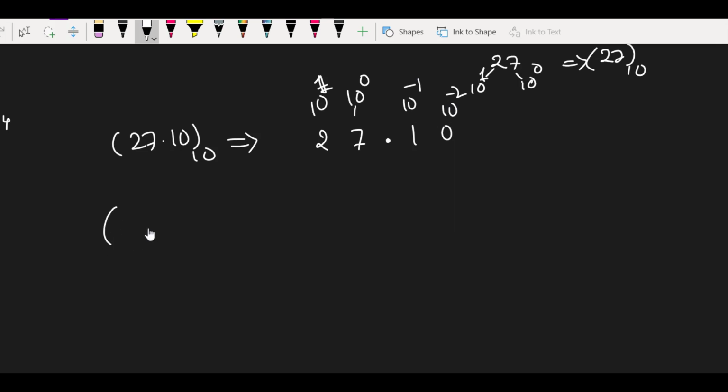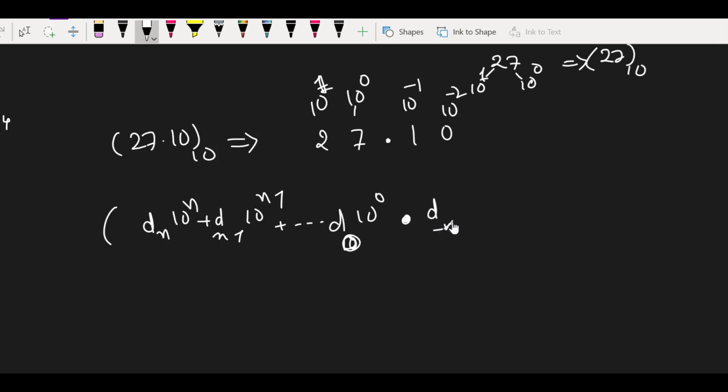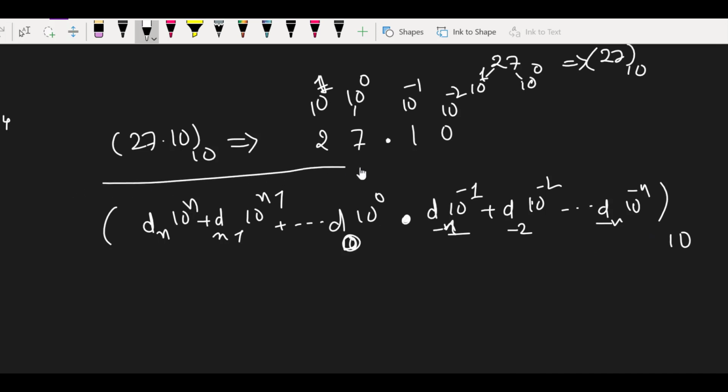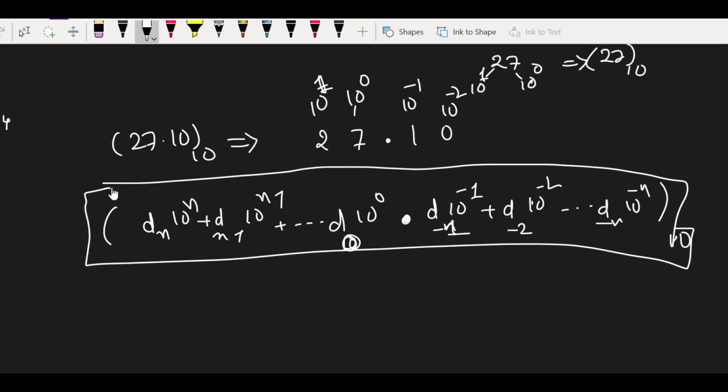So if you write a general formula, you can write it as dn times 10 power n plus dn minus 1 times 10 power n minus 1 plus so on, d0 times 10 power 0, then there will be a decimal point, then d minus 1 times 10 power minus 1 plus d minus 2 times 10 power minus 2 and so on, d minus n times 10 power minus n. So this is the general representation of a decimal number system. We have to have the same kind of representation for other number systems also. This is all about your decimal number system.